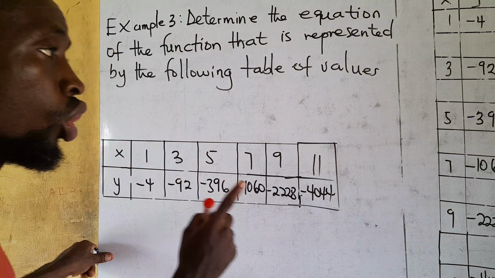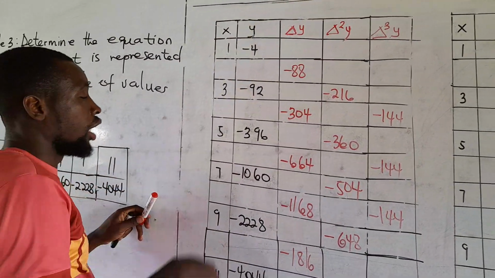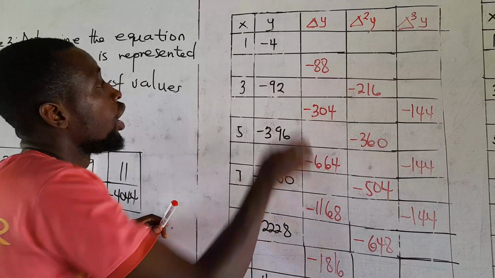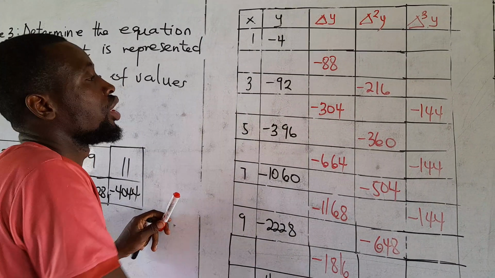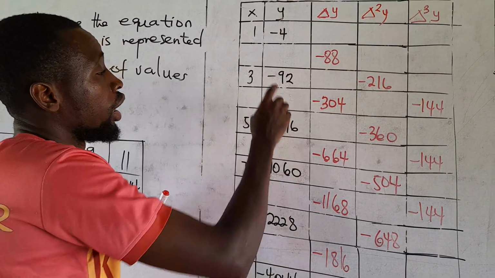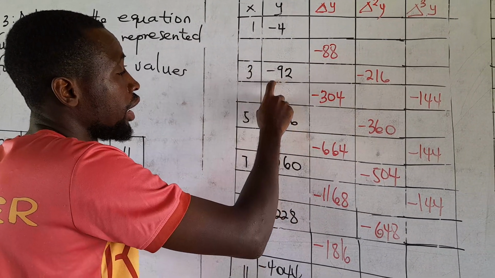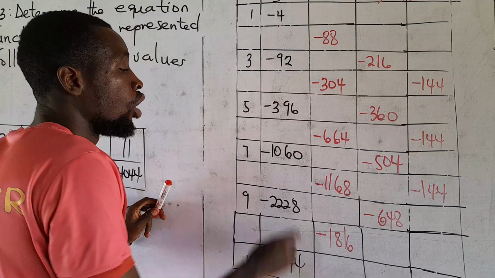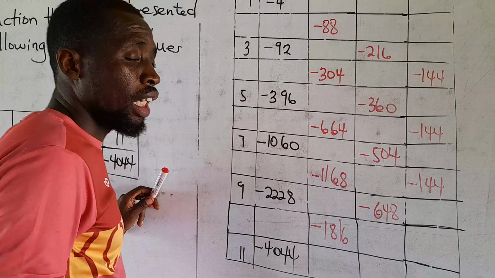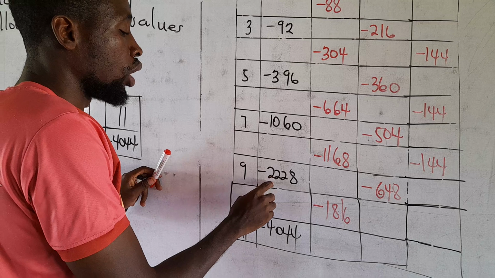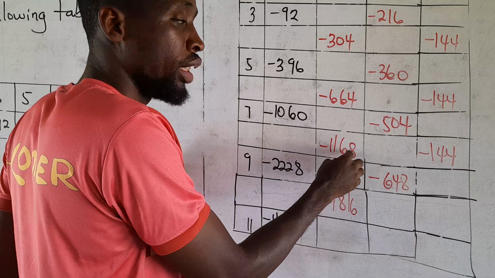So first, you need to construct a difference table of this nature. So the x values are this. You leave spaces to write the differences and the corresponding y value. Please do well to check out my videos on how to construct difference table. It will help. So negative 92 minus negative 4 will be negative 88. Negative 396 minus negative 92 will give us negative 304. Negative 1060 minus negative 396 will be negative 664. Then negative 2228 minus negative 1060 will be negative 1168.